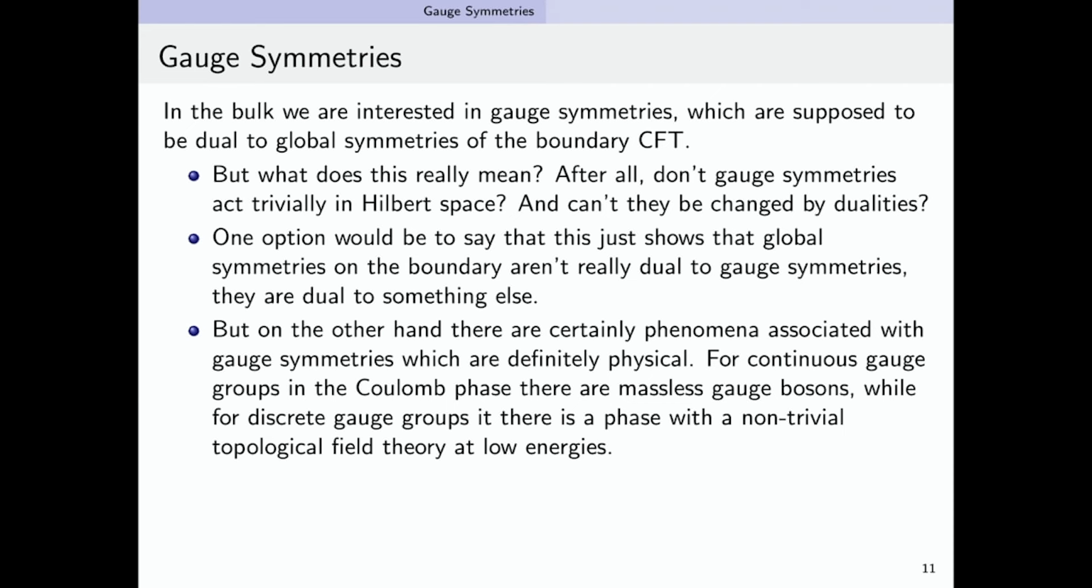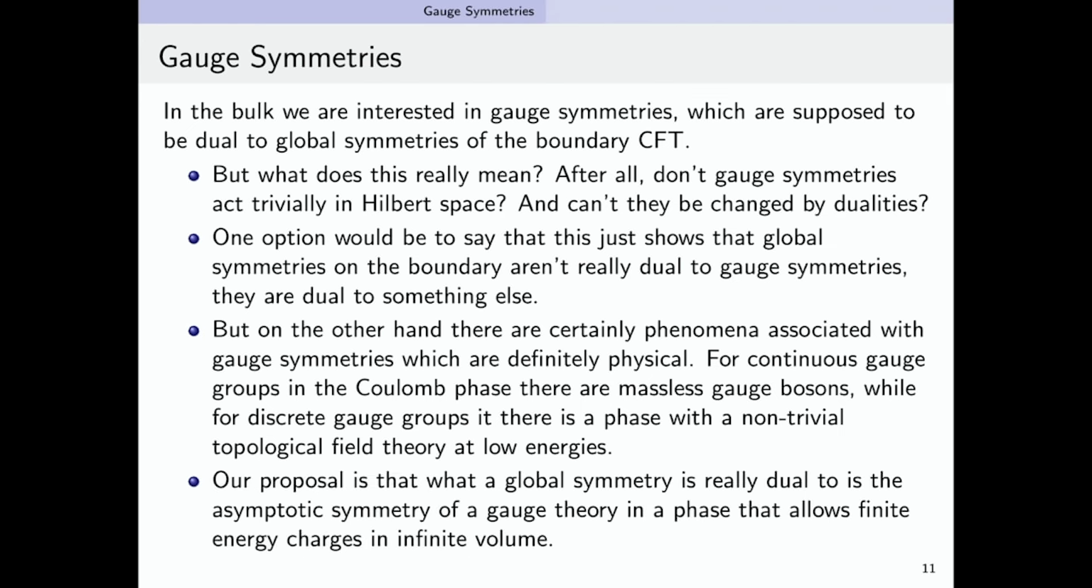And we just somehow want to pin down what that is without getting confused by the redundancy in the traditional approach to gauge symmetry. So our proposal is that what a global symmetry really is dual to is the asymptotic symmetry of a gauge theory which is in a phase that allows finite energy charges in infinite volume, sometimes called a free charge phase. So gauge symmetry for me is a phase of matter, it's not a symmetry of a Lagrangian.